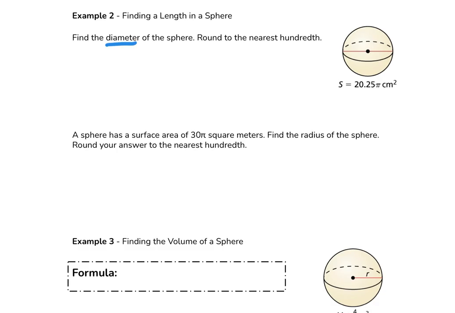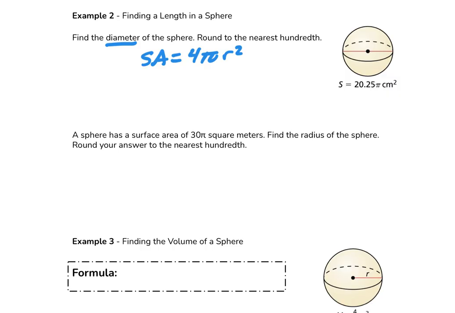Okay, this one is simply just asking what is the diameter, okay? So there's a lot of different questions that could be asked here. Obviously, surface area is one of them. This one wants to know what is the diameter, okay? So to find the diameter, we know that surface area is pi r squared. They gave us the surface area right here. They're telling us that surface area is 20.25 pi.